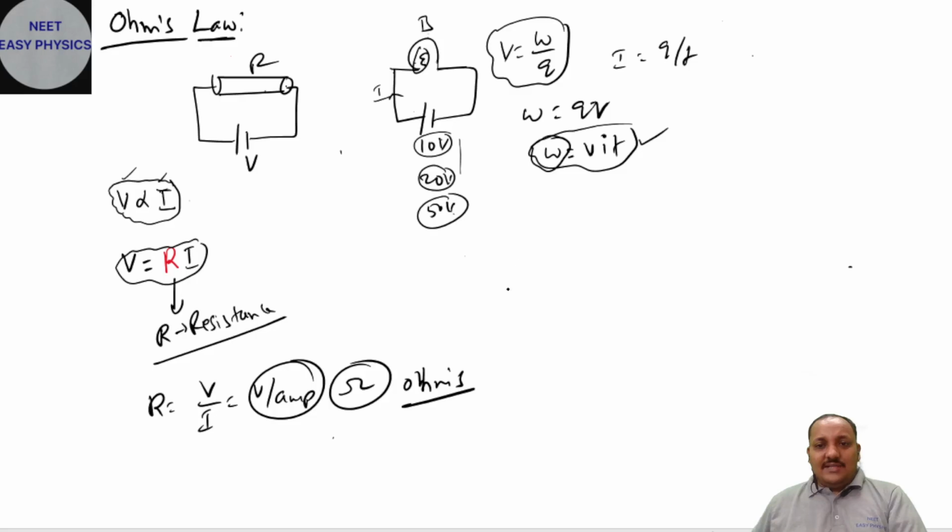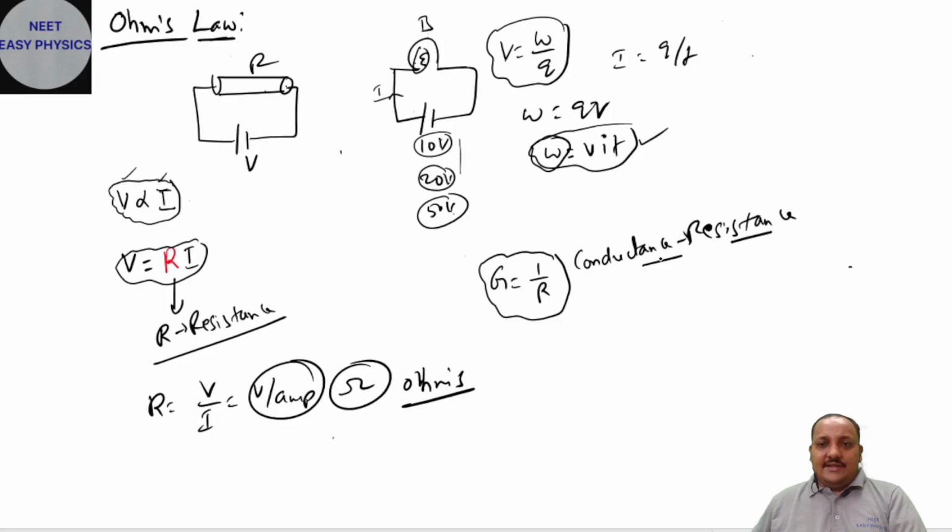Next, what is the reciprocal of resistance? G is equal to 1 by R. The reciprocal of resistance is nothing but conductance. Some people get confused, but without confusion we can remember like this: resistance, conductance. Now, what is the unit of conductance? Ohm inverse, which can be written as mho.